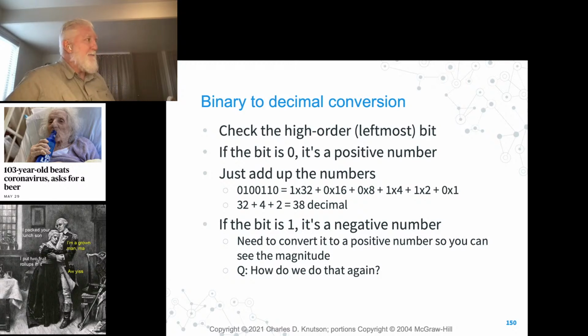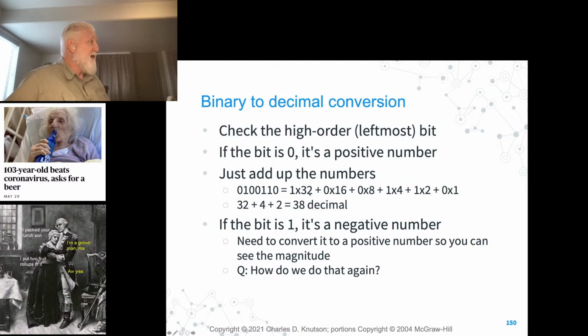It'll flow out. Number 1, check the leftmost bit, because you need to know if it's a positive or a negative number to start with. You're moving from binary to decimal. If it's a positive number, easy peasy. I have 7 bits to add up. Leftmost is 0. So I have a 32, no 16s, no 8s, a 4, a 2, no 1s. Boom, 38 decimal. Easy.